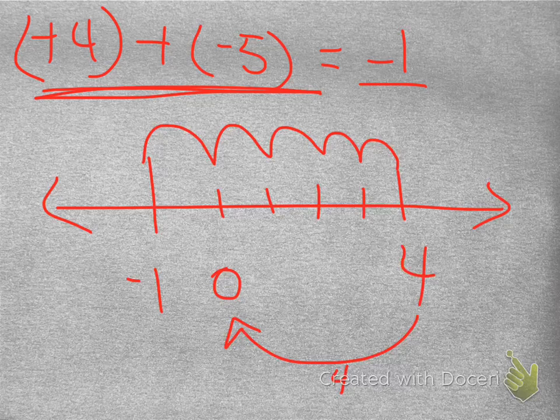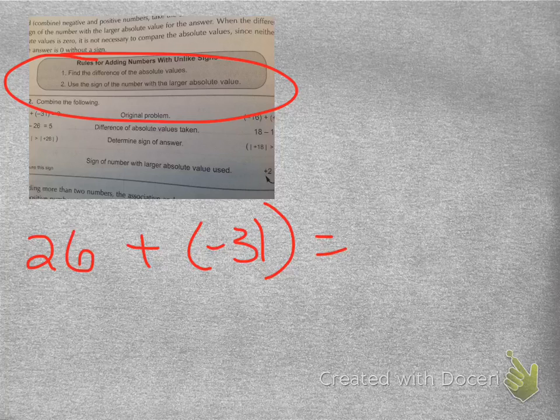Their rule might say it slightly differently, so let's see what they say on the rule. Their rule says right here that we're going to find the difference of the absolute values. So that's what you did. You subtracted the two numbers. And then, number 2, you use the sign of the number of the larger absolute value. So if we had 26 here, and we're going to add negative 31, you subtracted the numbers, and that's the absolute value. You just took regular 26 and regular 31, and you subtracted them. So what would that be?